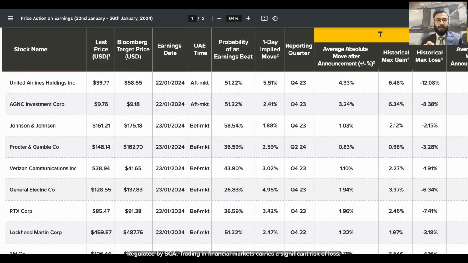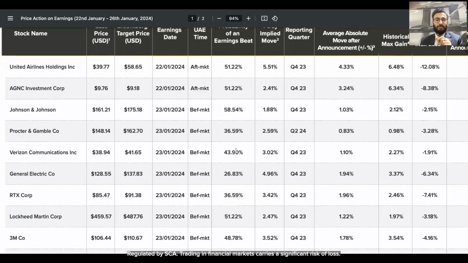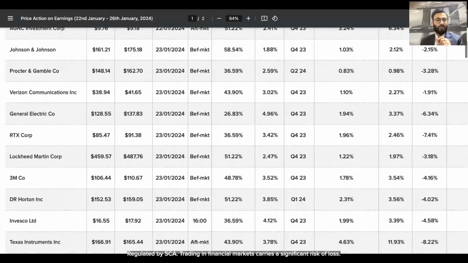51.2%. That means that in the last 10 years during the fourth quarter, we have checked all the earnings which have been declared in the fourth quarter, and it has a 51% probability of beating that earnings estimate, right? So now, earlier, while you were speculating on this stock, now you have some information about it. You know that there is a 50% chance of beating the earnings, and it's not 51% for all of the stocks. As you can see, for Procter and Gamble it was 36%, for General Electric it is 26%.